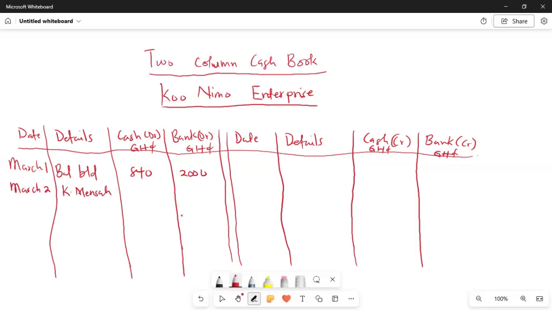So it was checked. If it is checked, it is bank. So here, dash here, right, 500. Very, very easy. So we move to the next one, March 7th.